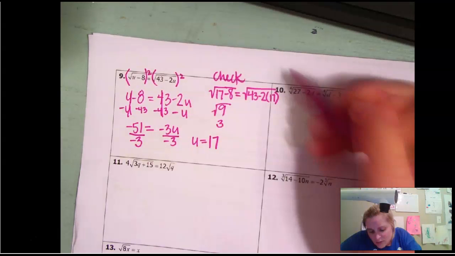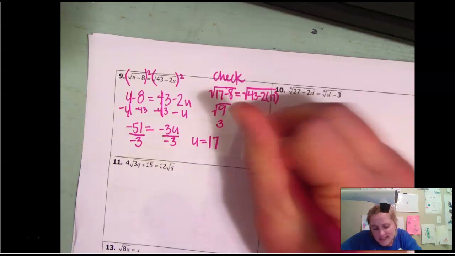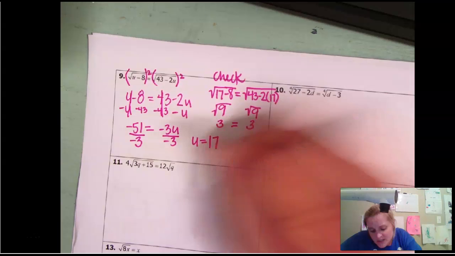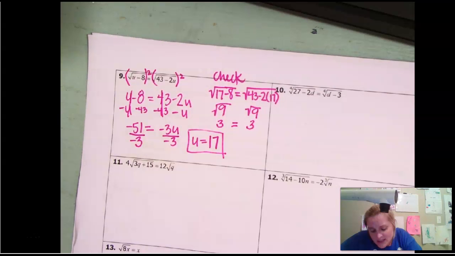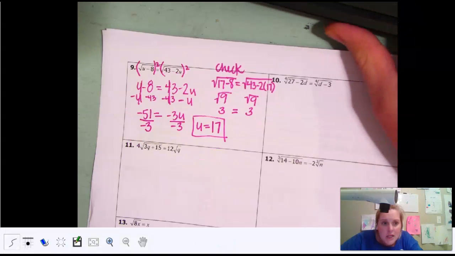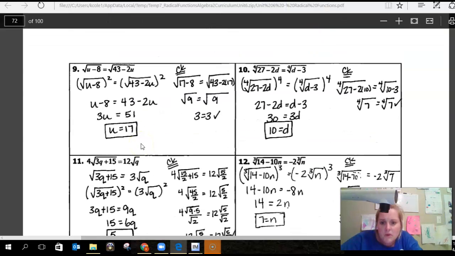Over here, we've got 2 times 17, and then 43 minus that is also going to be the square root of 9, which is 3. So it checks on both sides, which means that is fine. Let's go look at our key for number 9. Okay, if we look at number 9, you can see exactly what I just saw.